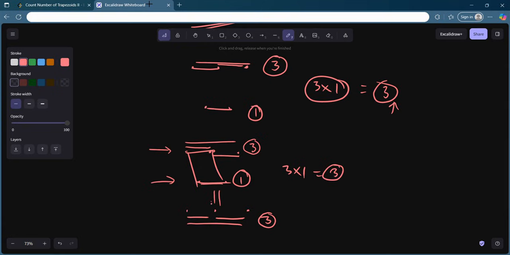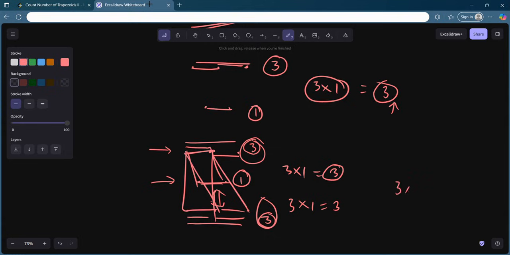Similarly, using the interaction between these two lines, you can create another 3 into 1. Now if you consider the interaction between this line and this line, this can also be a trapezium, and this can also be another trapezium. So 3 into 3 you get again, right? You get 9 and you get here 3. Total answer will be 6 plus 9, which is 15. So that's how you get it.